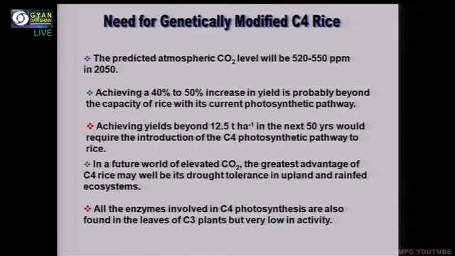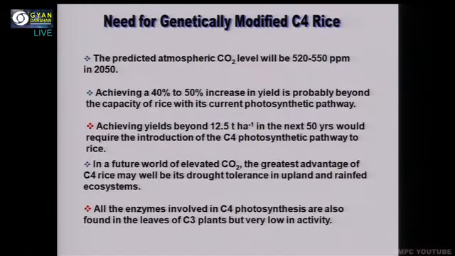So whether it is possible for us to genetically engineer the C4 genes or the C4 enzymes in rice or wheat so that they can be made to behave as a C4 plant. The predicted atmospheric carbon dioxide concentration will be 520 to 550 ppm in 2050. So it is rising, and it will continue to rise. So achieving a 40 to 50% increase in yield is probably beyond the capacity of rice.